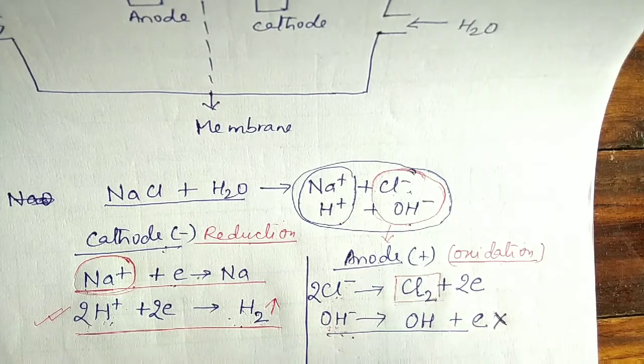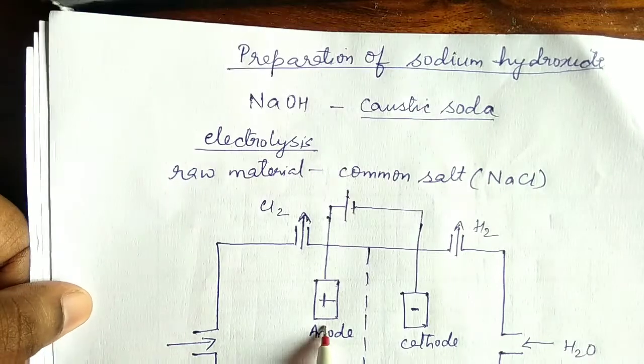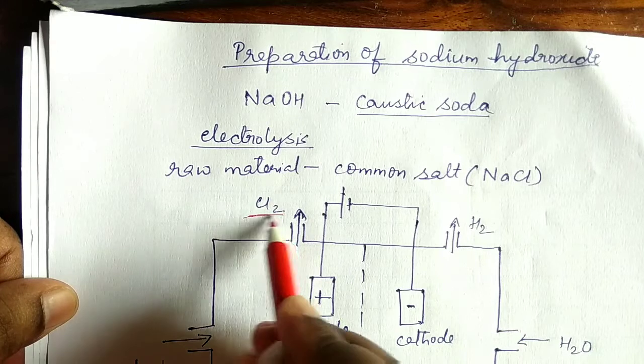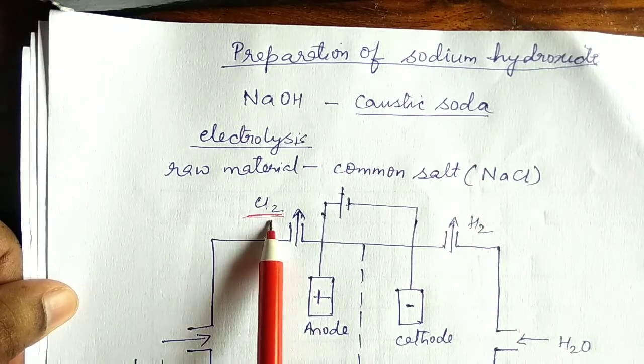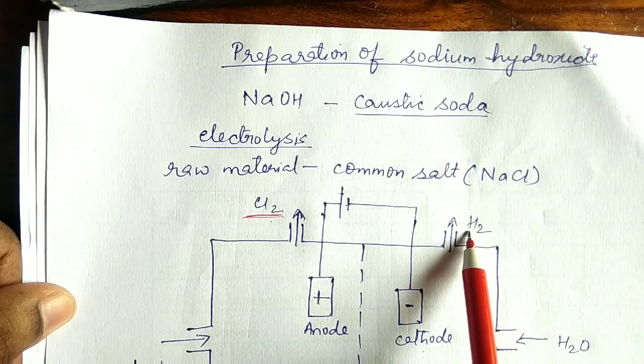Chlorine gas is formed. See the diagram once again: whenever you draw the diagram, don't make the mistake of writing the opposite. On the anode, formation of chlorine gas will occur. On the cathode, formation of hydrogen gas will take place.